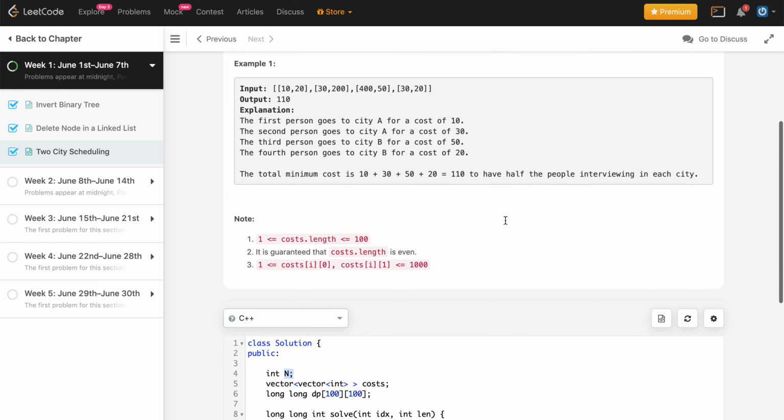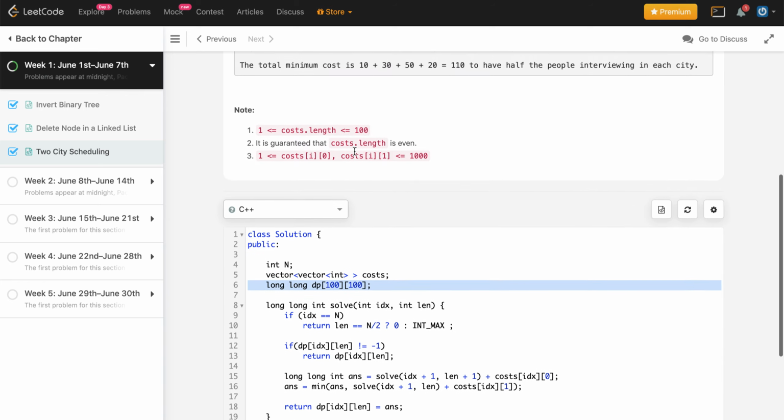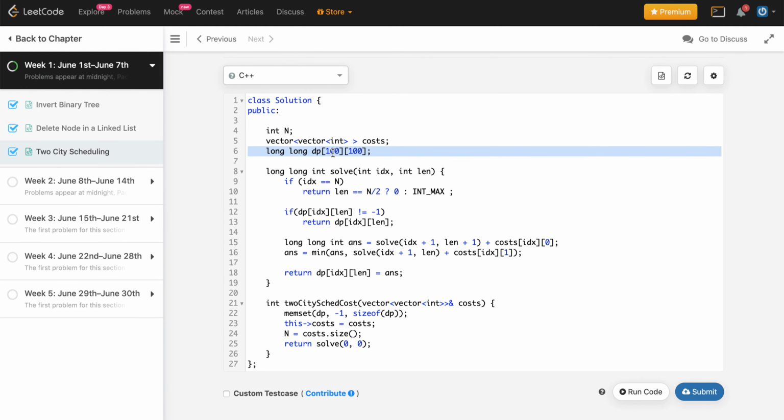So here is my solution. I'm going to explain how we can implement this. I have declared the size of the total people and the cost array globally, so that we can access it in our function. Also I have declared one DP table which should be of size 100 by 100, 100 for the number of people, and 100 for the at most length in one particular city.